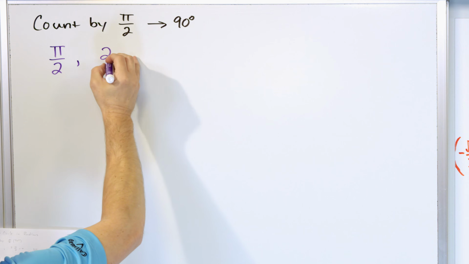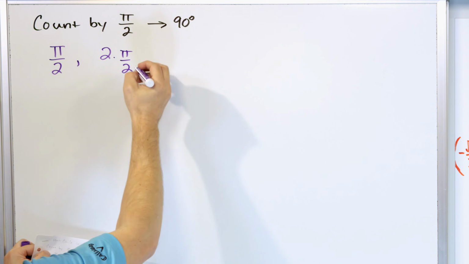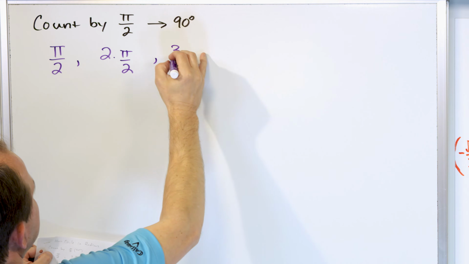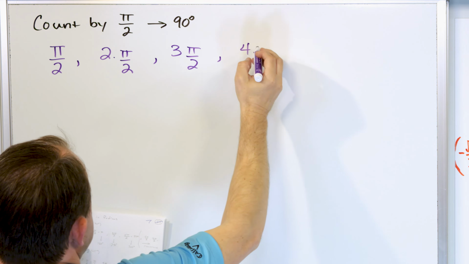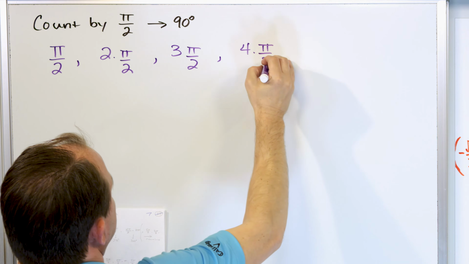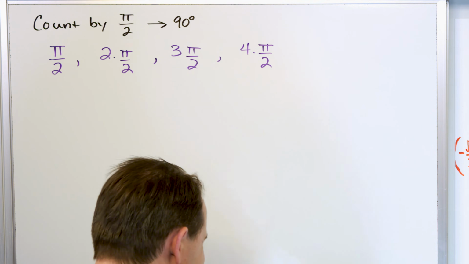Then it's 2 pi over 2. So it's 2 times pi over 2. But you see what's going on here. Well, let me finish it. 2 pi over 2. Then we have 3 pi over 2s. Then we have 4 pi over 2, right? So we have 1 segment, 2 segments, 3 segments, and 4 segments of this thing called pi over 2.